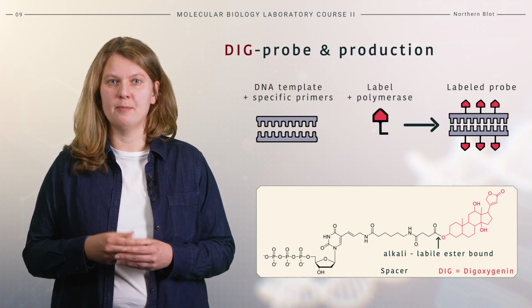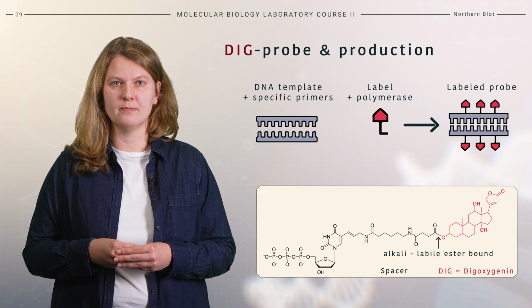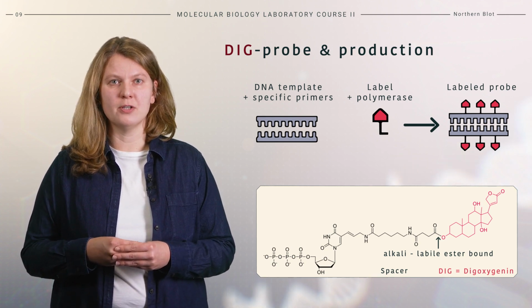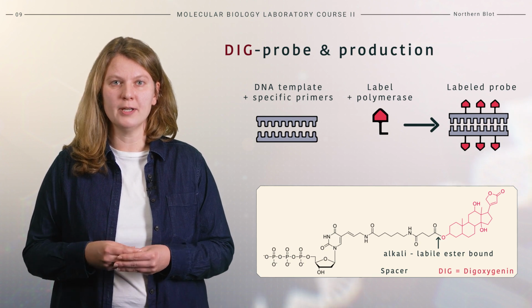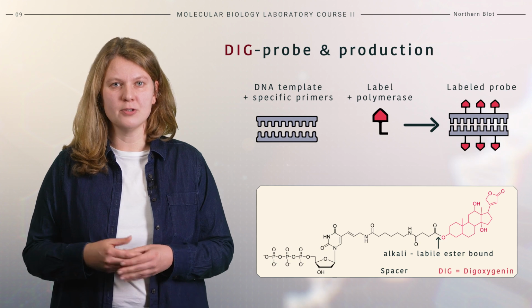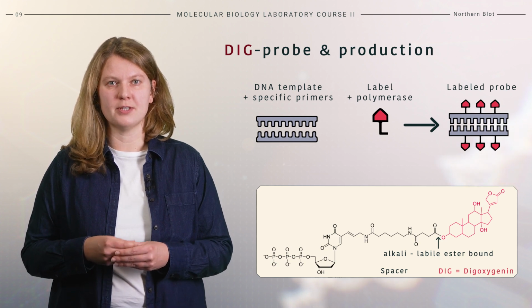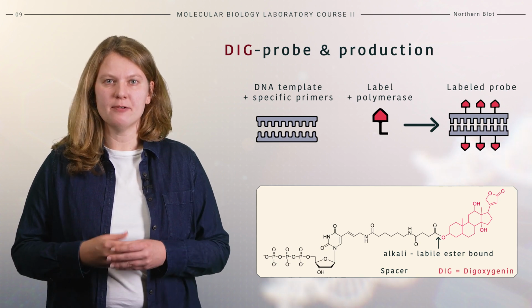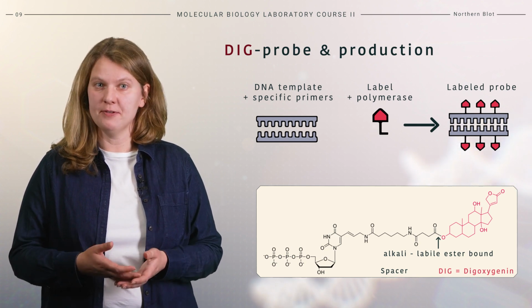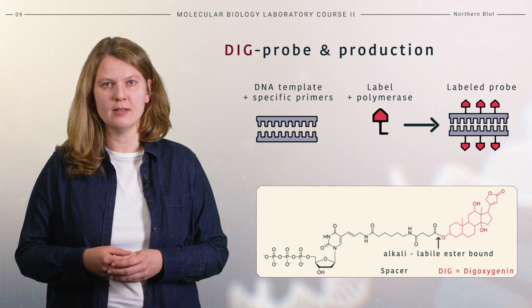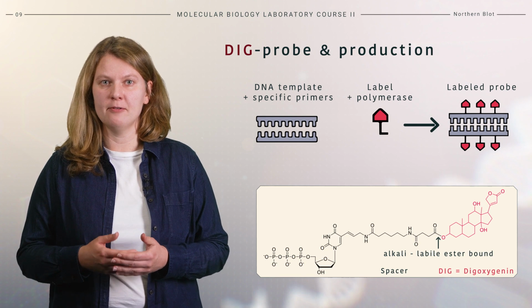Digoxigenin labeled probes are prepared by PCR amplification. During the reaction, digoxigenin conjugated deoxyuridine triphosphate is incorporated into the newly synthesized probe. In this nucleotide, dUTP is linked to the steroid hapten digoxigenin via a spacer. The PCR results in the generation of a specific and labeled probe. To ensure the probe specificity, it should be at least 25 bases long.